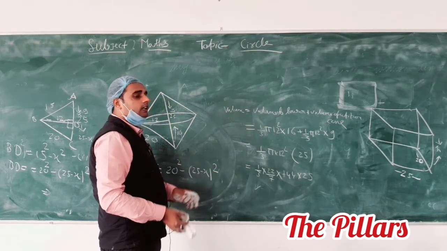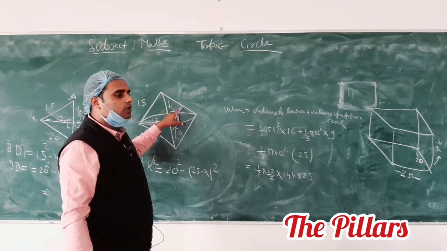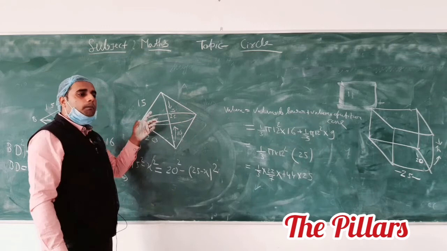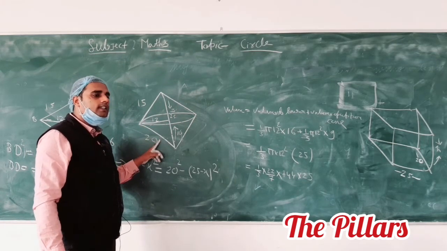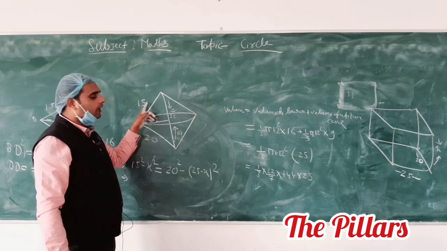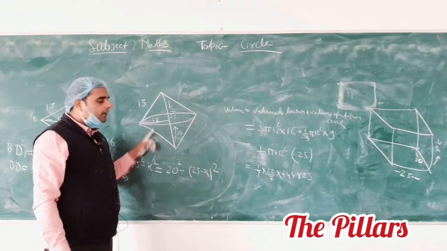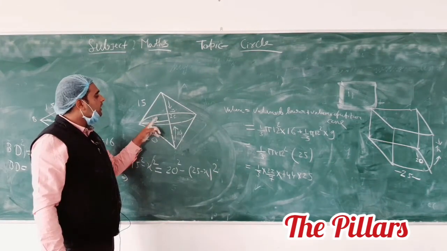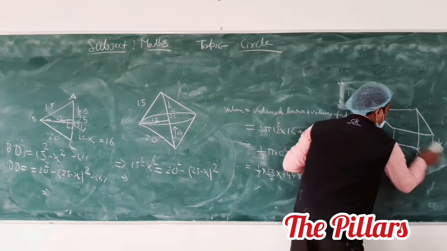Again, the question asks: what is the CSA of the lower cone plus upper cone? CSA is pi r l, where r is the radius, l is 20 for the lower cone and 15 for the upper cone. It means 22 by 7 into 12 into 20 plus 22 by 7 into 12 into 15. You have to calculate this CSA.